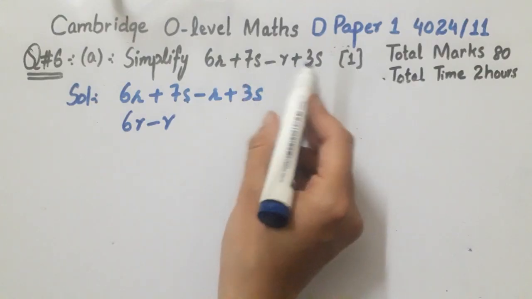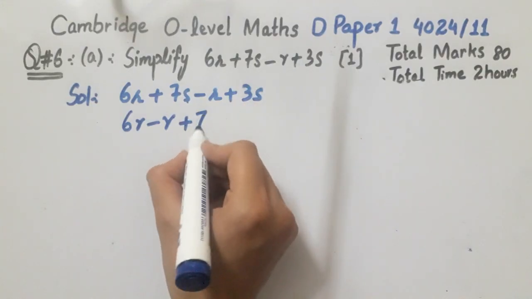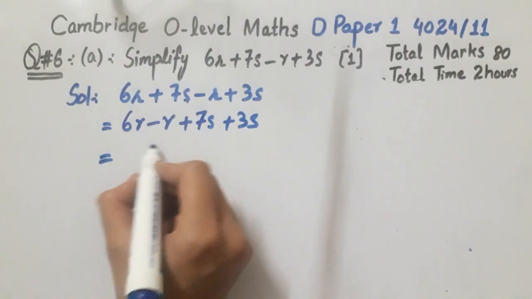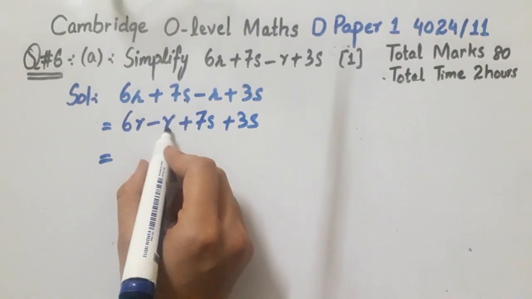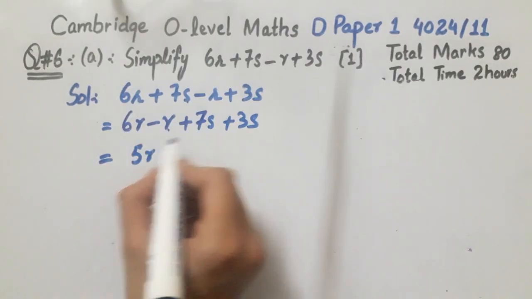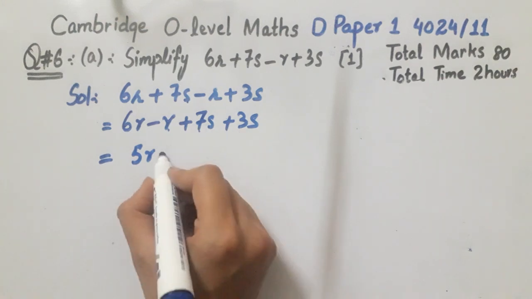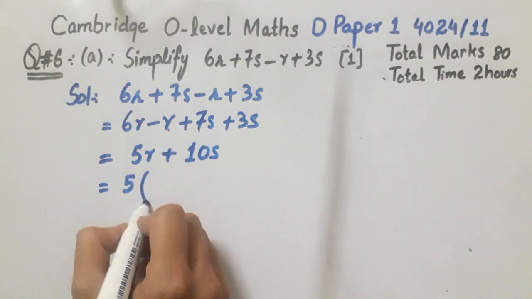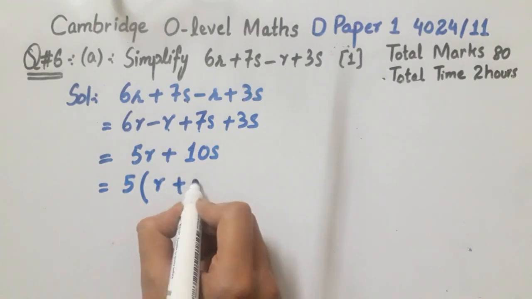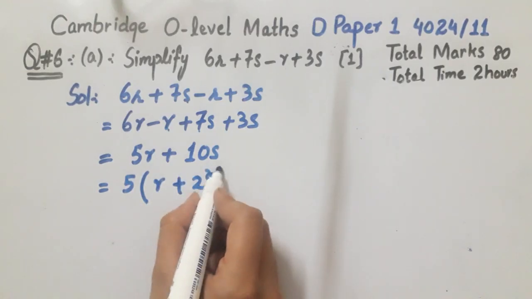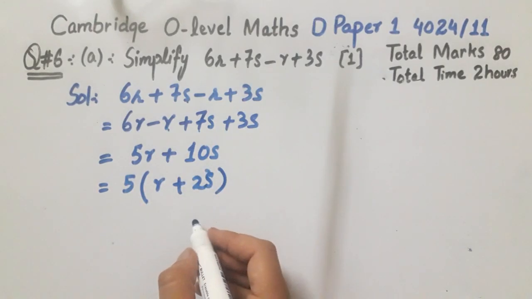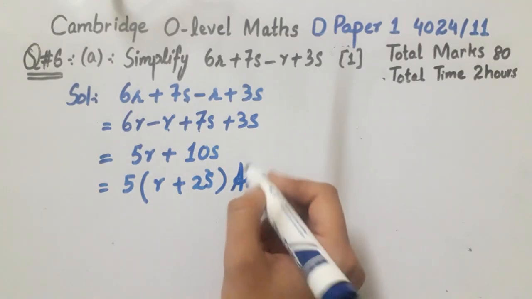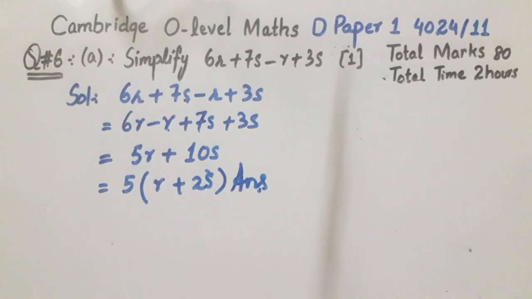S and s both are same. So we will write plus 7s and plus 3s. So this will become equal to 6r minus r is 5r, 7s plus 3s is 10s. Now you can take 5 as common, so remaining is r plus 2s. So this is the final answer. I hope you understand all the steps we have done in this question.